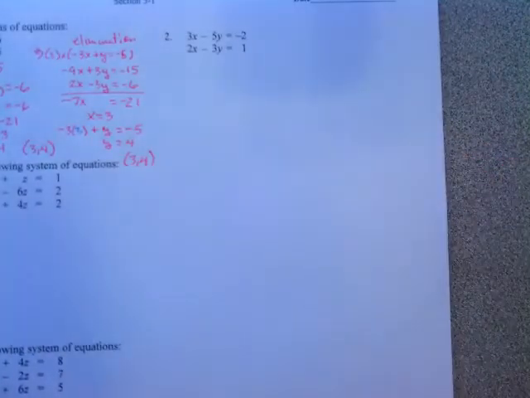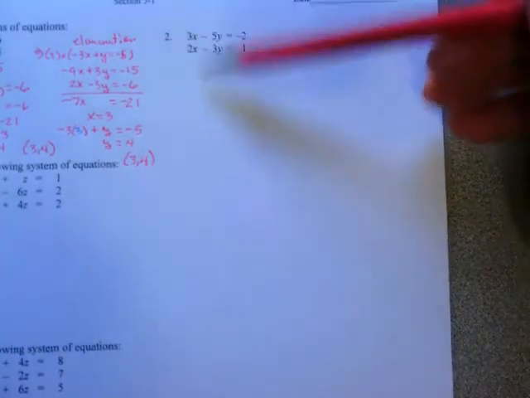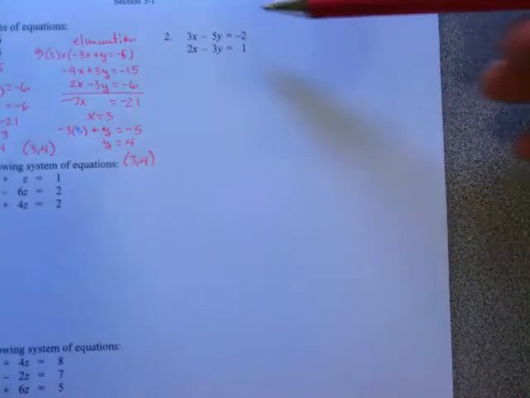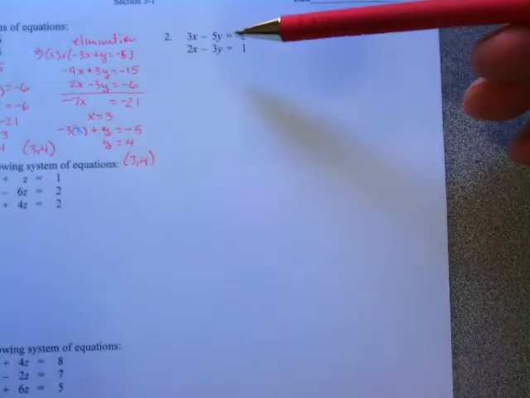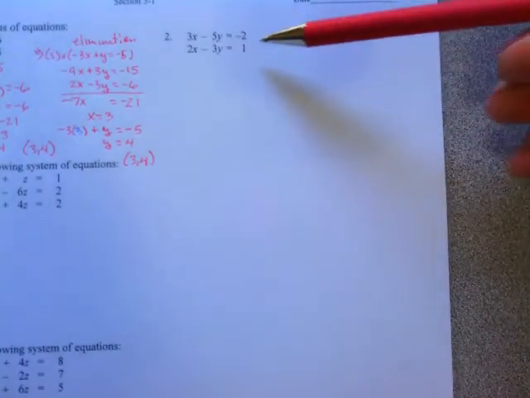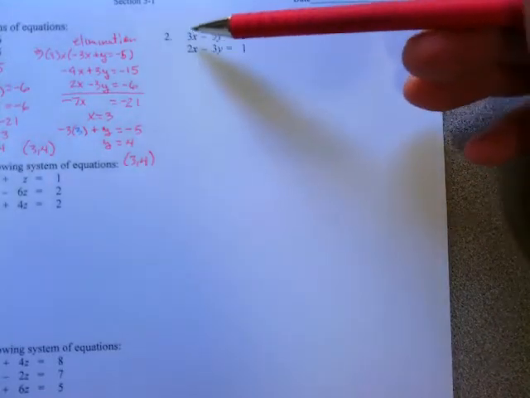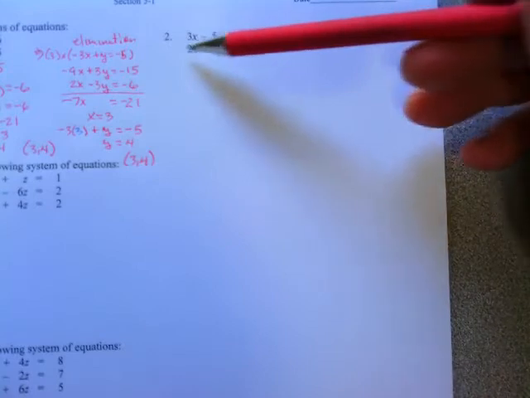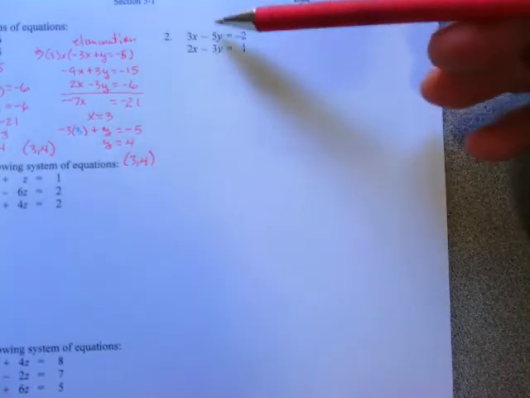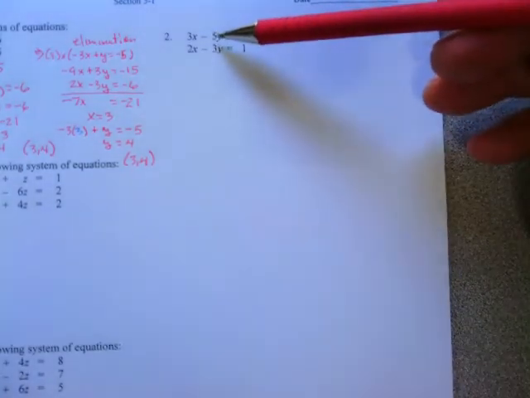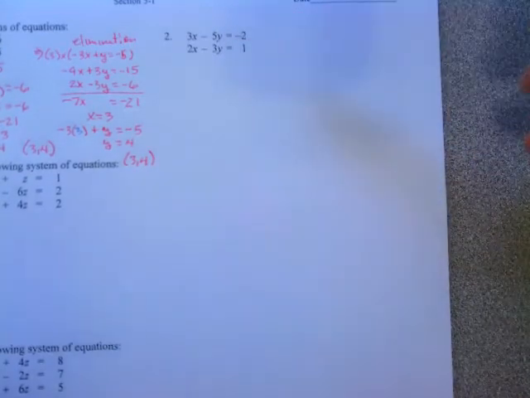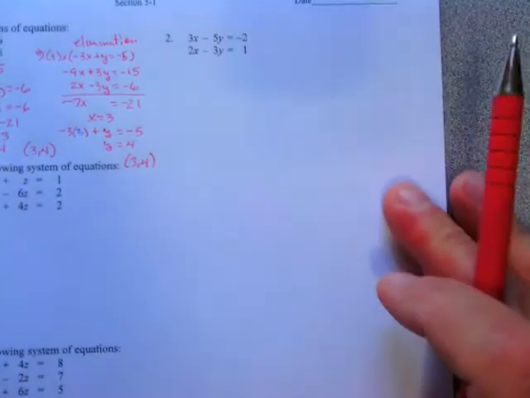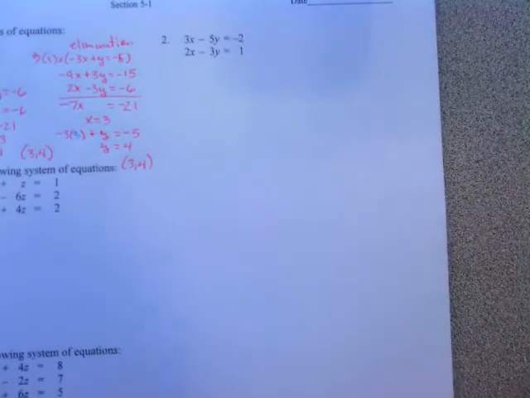Notice in this particular case that I have coefficients in front of everybody, so if I wanted to use substitution, I would end up with some fractions because if I was doing the x's, I would have to divide everybody by 3 here and everybody by 2 here. If I was doing the y's, I would have to divide by 5 or divide by 3 to get the y all by itself. So instead, we're going to do the elimination method.